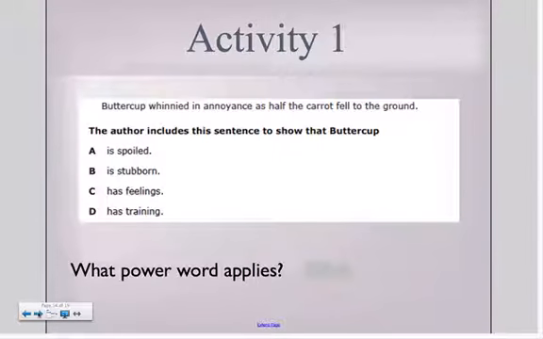Okay, now for our activity. Look at this passage or this actual example question and try to figure out which power word would apply. Which of the 12 would apply to this passage or this question?